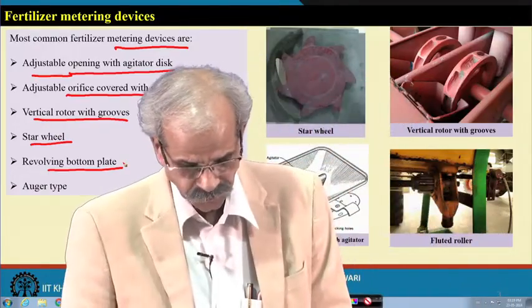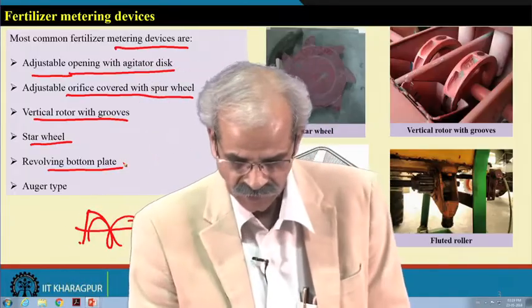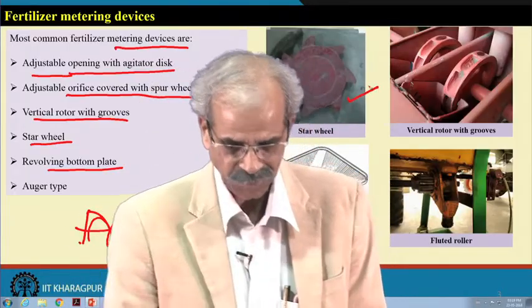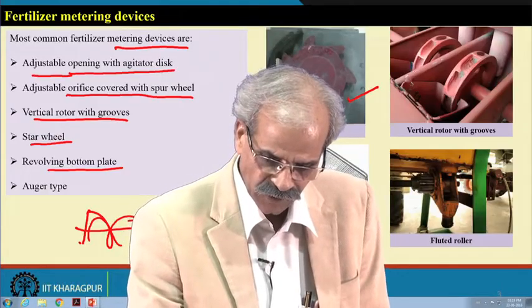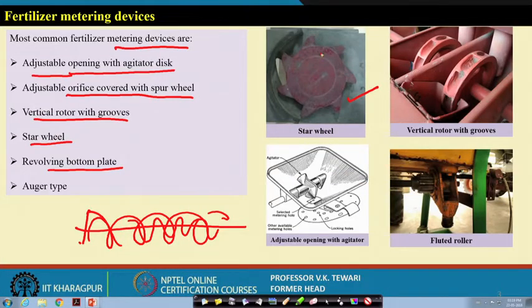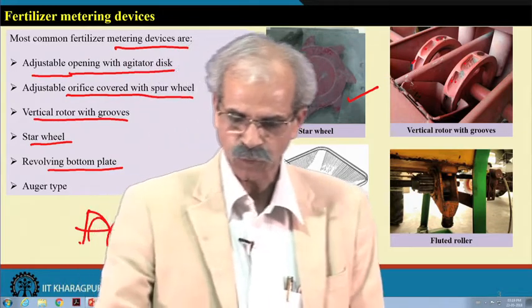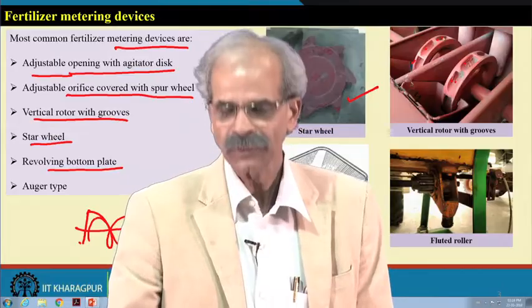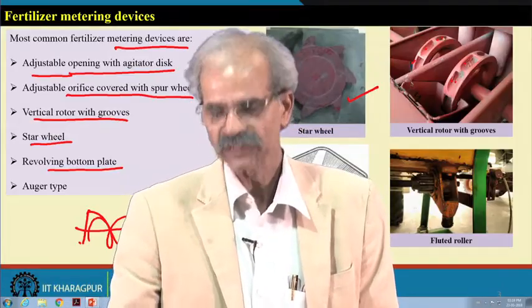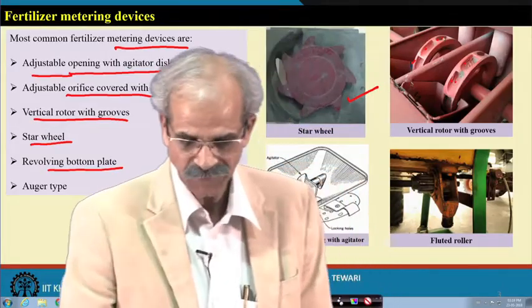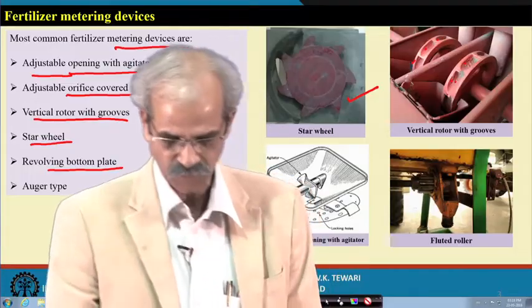So, here you can have a look at these, say the star wheel type. This is the star wheel type. These are the stars; you can see that these sides look like a star. So, the star wheel type is a wheel. Then the vertical rotor with grooves. Yes, this is a vertical rotor. These are the two in which grooves are made, and the fertilizer goes inside, because these are rotating in the fertilizer box itself. So, the grooves will take this and then it will fall.